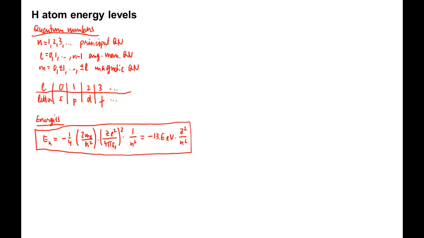Although there are three quantum numbers, the energy depends only on one, on n. Therefore, states with identical n but different l and m have the same energy. They're degenerate. For each energy, E_n, there are n squared degenerate states.